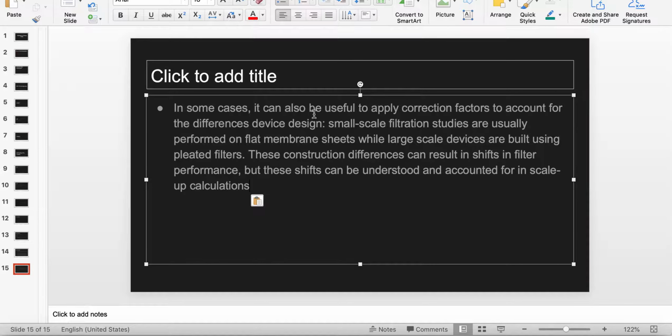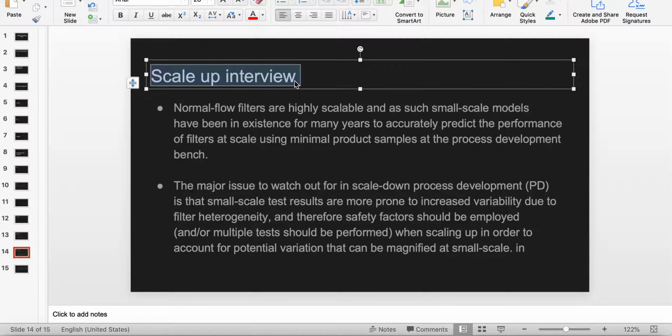So in some cases, it can be useful to apply correction factors to account for differences in device design. Small-scale filtration studies are usually performed on flat membrane sheet, while large-scale devices are built using pleated filters. These construction differences can result in shifts in filter performance, but these shifts can be understood and accounted for in scale-up calculations. So you need to say that somehow.